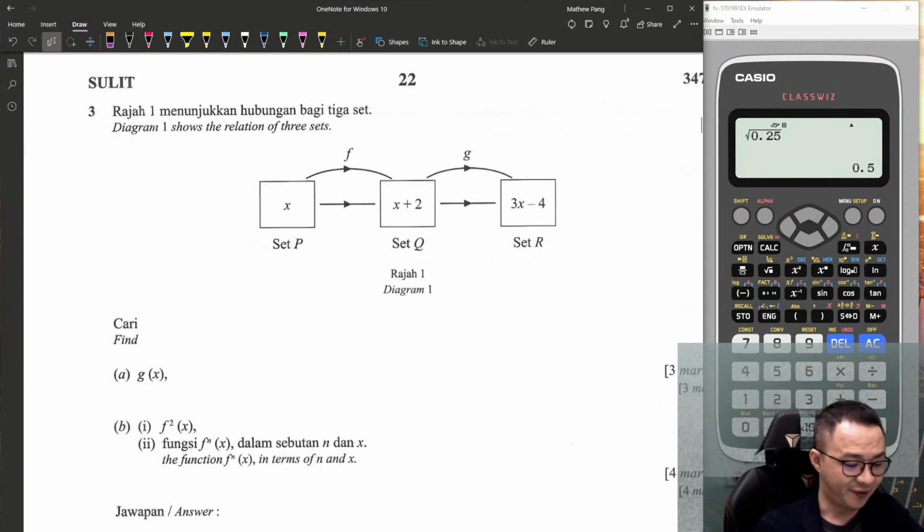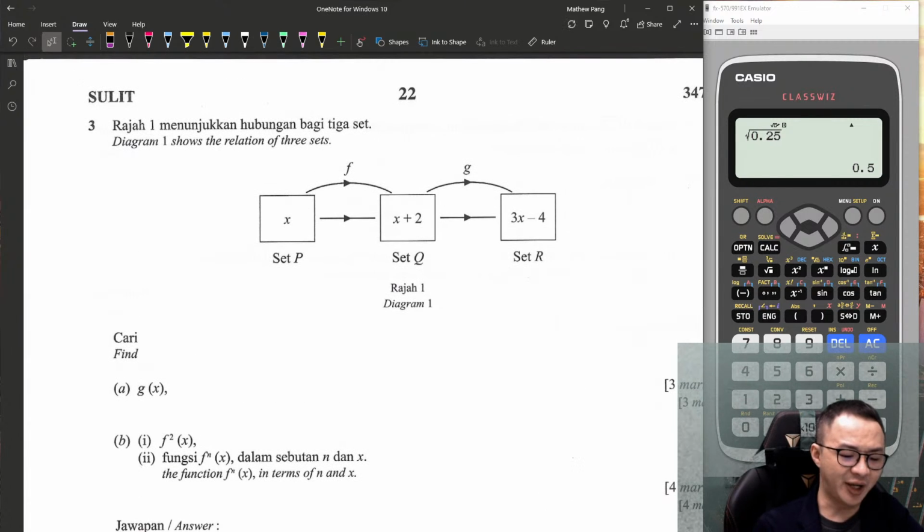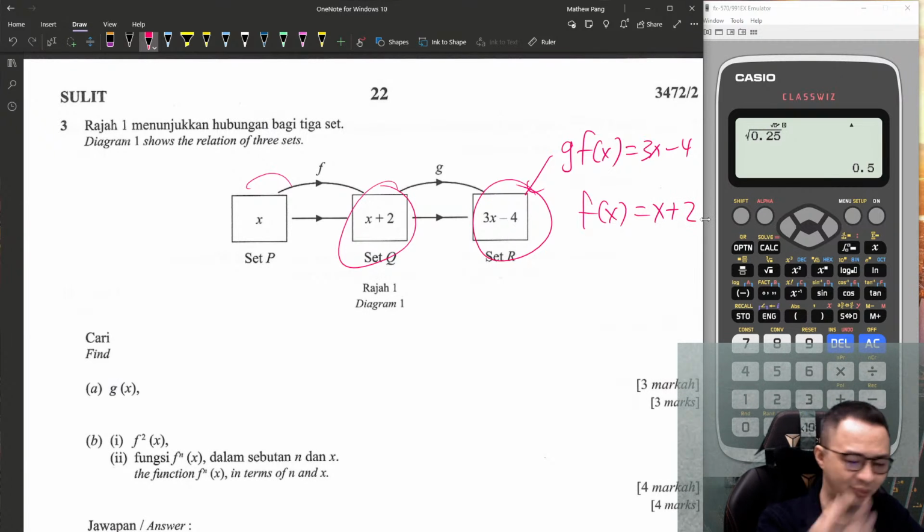Next question, function. They want us to find g(x). Actually, we cannot straight away see the g(x) here because this is not x, this is x plus 2. So to find g(x) is a bit troublesome. But at least from this one, I know gf(x) is 3x minus 4. And from here, at least I know f(x) is x plus 2. So if I want to find g(x), I can do the substitution again.